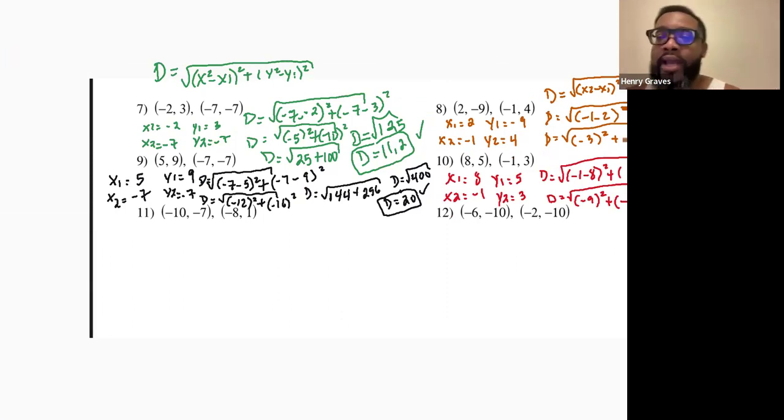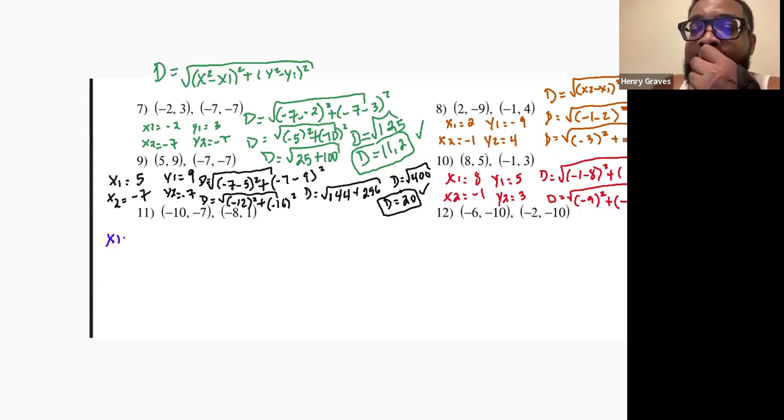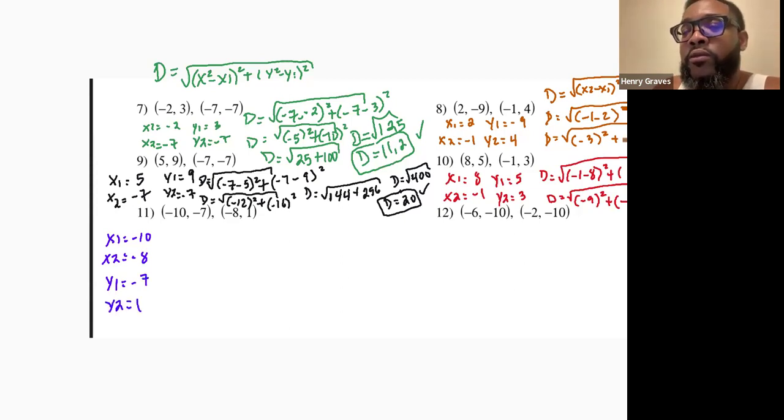All right, on number 11, I know my x1 is going to be negative 10. x2 is going to be negative 8. y1 is going to be 1. Oh, no, negative 7, sorry. And y2 is going to be 1. There we go. So my formula, d is equal to the square root of x2 minus x1 squared plus y2 minus y1 squared.